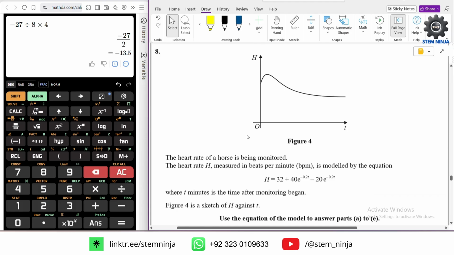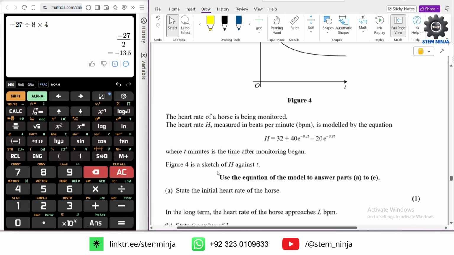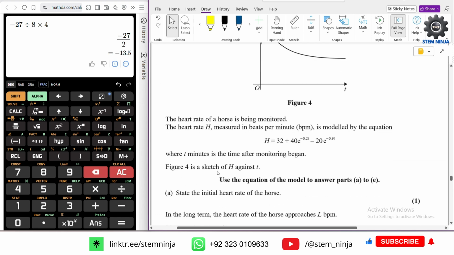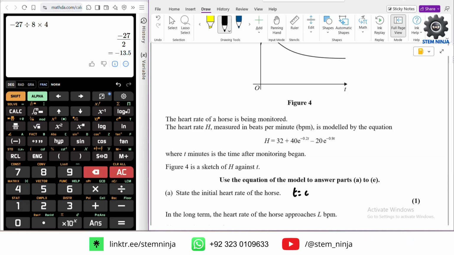Question number 8. The heart rate of a horse is being monitored. Heart rate h measured in beats per minute is modeled by the equation this, okay, where t minutes is the time after monitoring began. Figure 4 is a sketch of h against t. Use the equation of the model to answer parts A to E. State the initial heart rate of the horse. That means when t is equal to 0. So when t is equal to 0, e raised to power 0 is 1 basically.